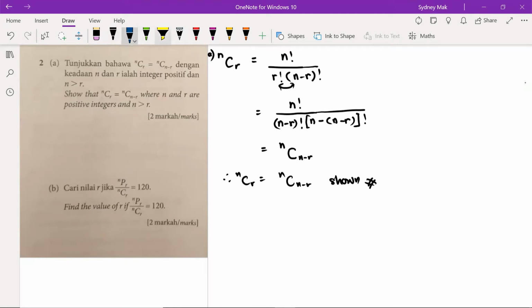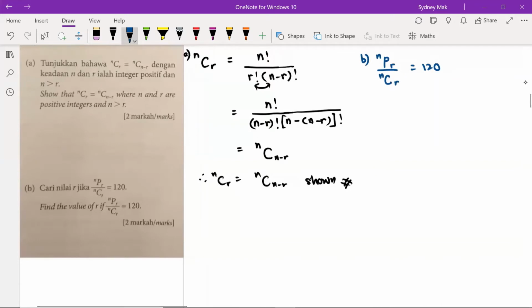Next, part B. So for part B, we have to find the value of r if nPr divided by nCr equals 120. So in this case, let's write the formula for nPr and nCr. The formula for nPr is n factorial over n minus r factorial, and then divided by, for nCr, n factorial over r factorial times n minus r factorial, equivalent to 120.